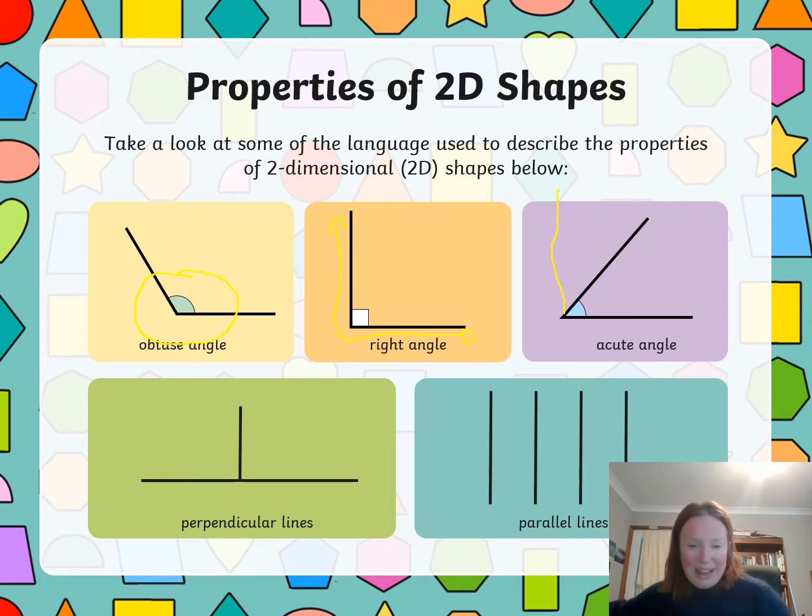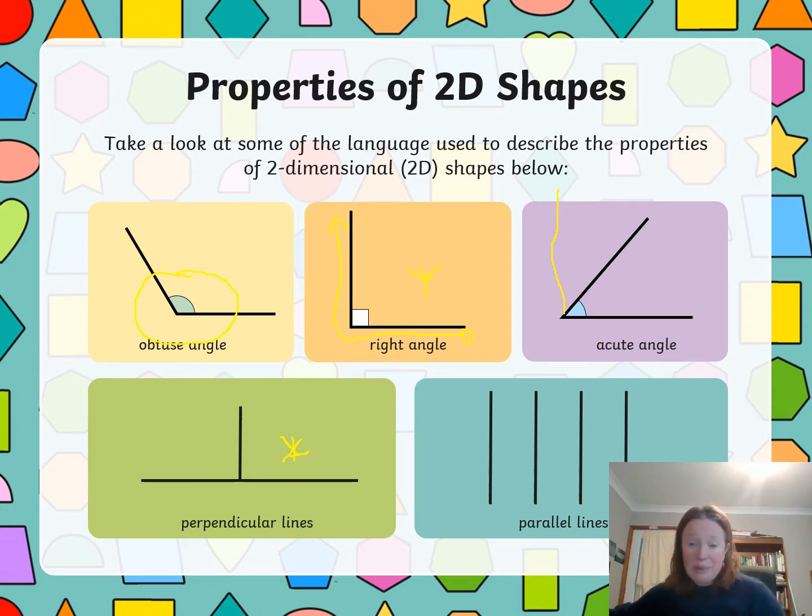Now we also have a perpendicular line. Now a perpendicular line looks a lot like the right angle. So here we have a right angle here, and if we look down here, a perpendicular line actually is very similar. It means that that line is going straight up from that horizontal line.